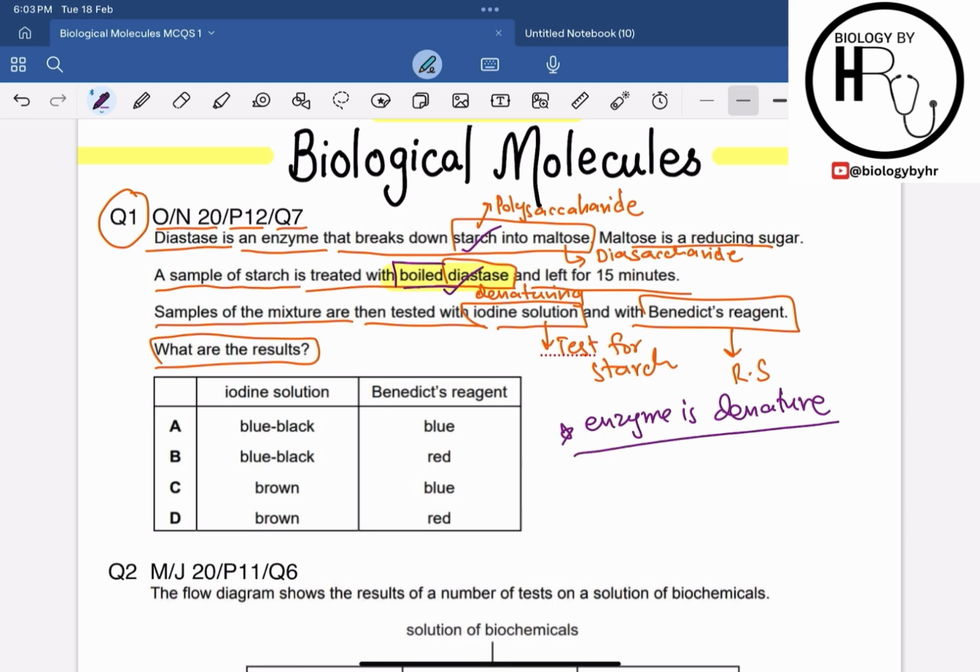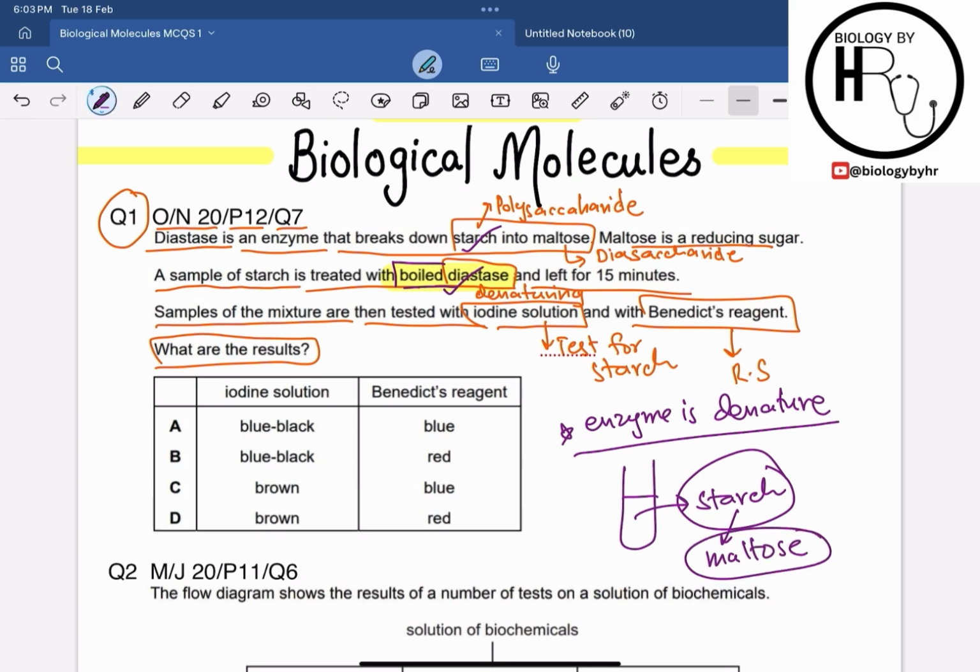Because the enzyme is denatured, the solution which contains the starch will not be broken down, right? Diastase will not work to break down the starch into maltose, which is a reducing sugar, which means that the starch will be present in the solution and would not have been broken down into maltose, which means that reducing sugar will not be present in the solution.